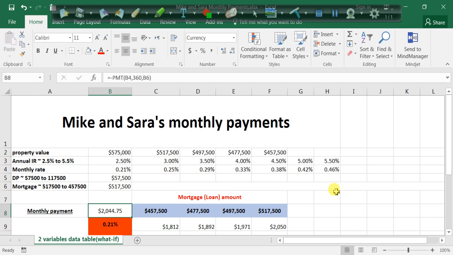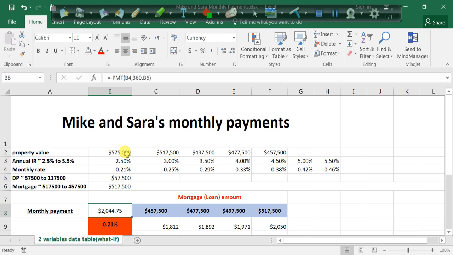Today's session, we are going to continue the story of Mike and Sarah and the money that they wanted to borrow from the bank toward purchasing their home. The money that they need to borrow from the bank is equal to the value of the house minus the down payment that they are going to put.